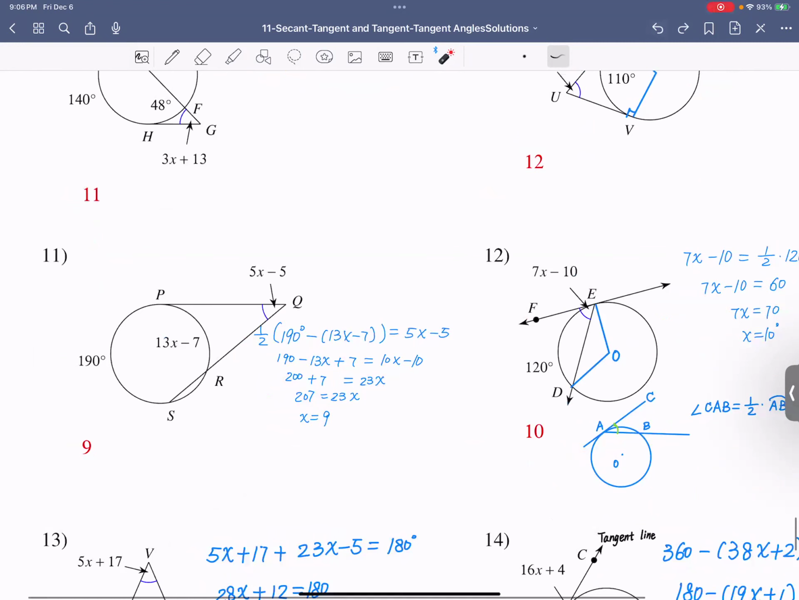To solve this one, that guy minus that guy divided by 2 equals this. This minus this divided by 2 equals this. Then you solve your equation for x. Okay?